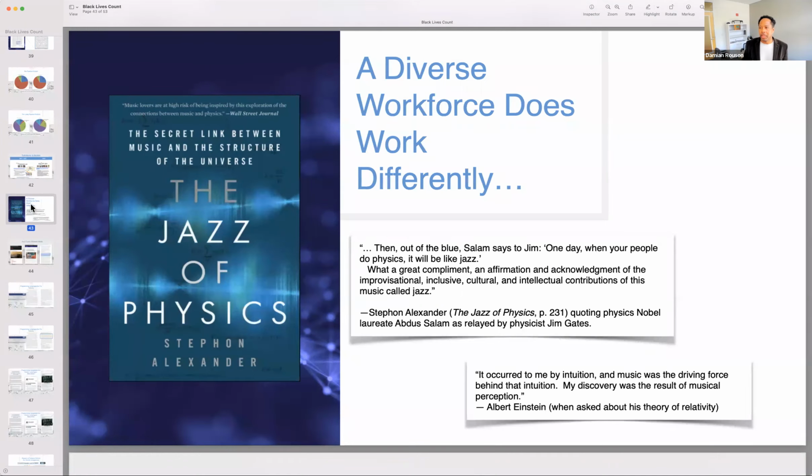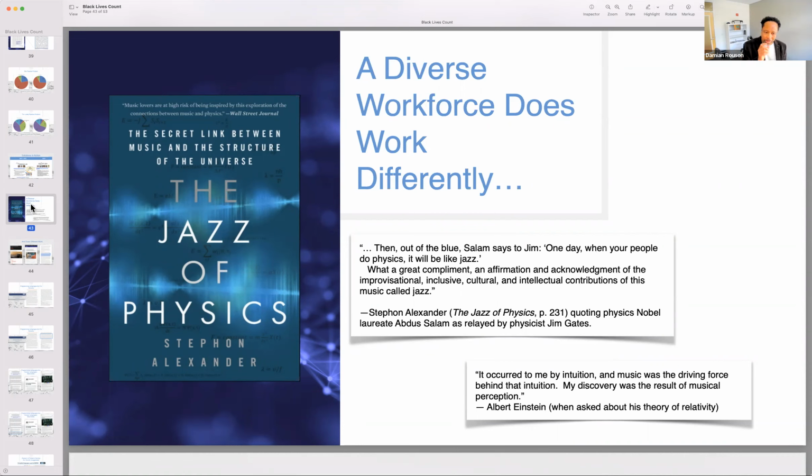A diverse workforce does work differently. I've actually seen in Supreme Court arguments, where one of the justices was deriding the notion that physics would be any different if it were more diverse racially and ethnically. This book puts the lie to that, okay? This is by Stephen Alexander, Brown University cosmology professor, and he wrote this book called The Jazz of Physics.